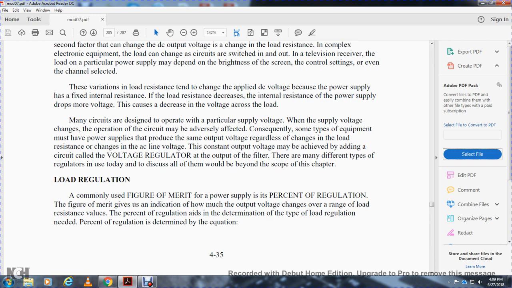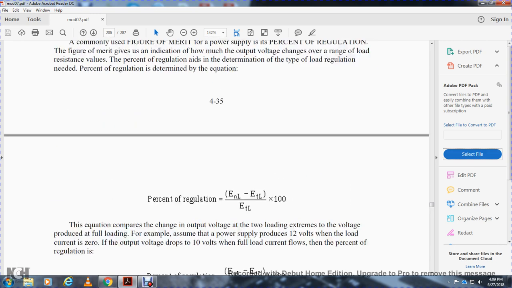Alright, load regulation is commonly given as a figure of merit for a power supply, the percent of regulation. The figure of merit is an indication of how much the output voltage changes over the range of the load, and the percent regulation value aids in determining the type of load regulation. The percent regulation is determined by the equation.